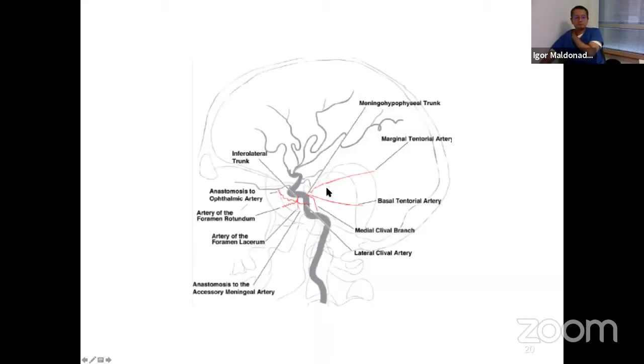So this is the most common pattern. The meningohypophyseal trunk gives some long branches to the clinoid and the dura of the clivus, such as the medial clival branch, as you see here. And the inferolateral trunk also gives branches to the clivus. You have a small lateral clival artery, but also branches to foramina of the skull base. And often you have anastomosis with the ophthalmic artery.